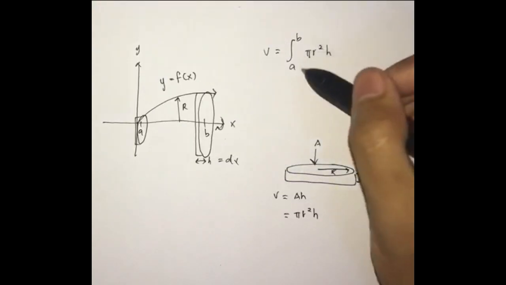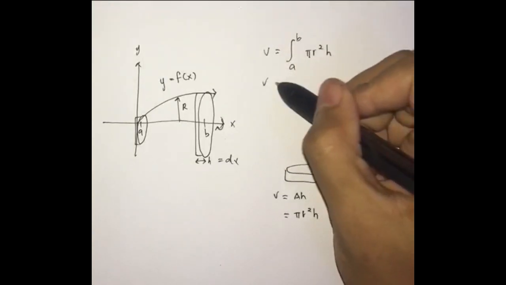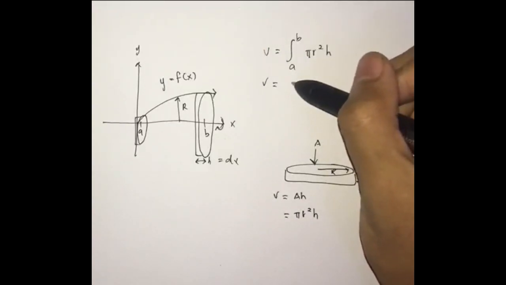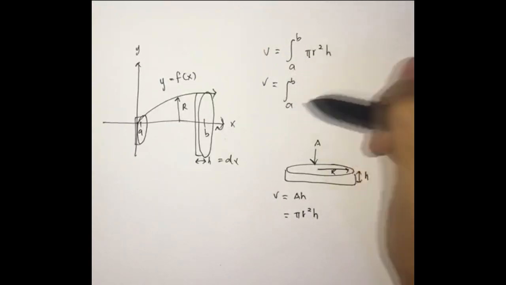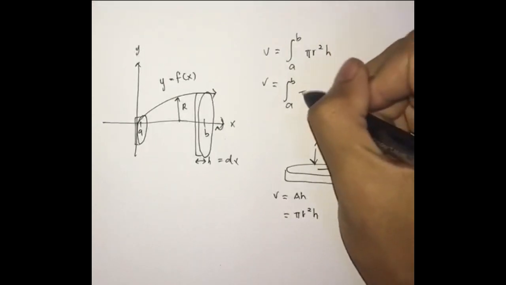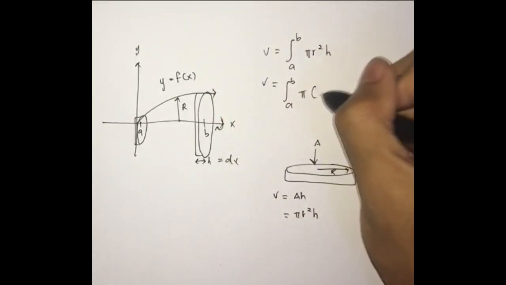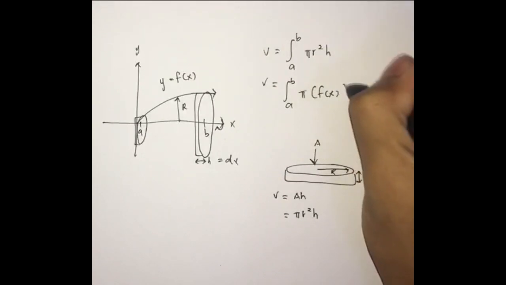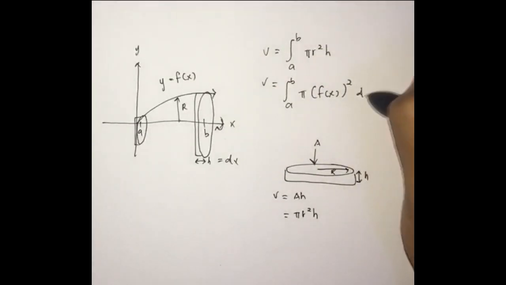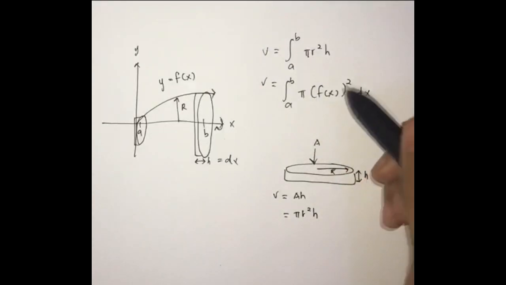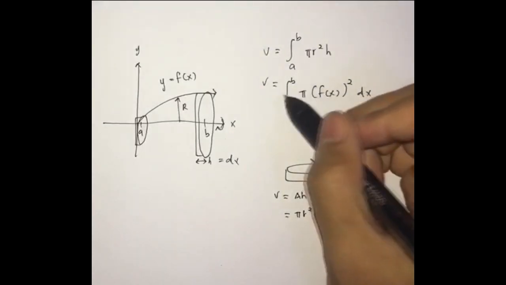So the formula is actually pi r squared, f(x) squared dx. Since pi is a coefficient, we can bring it out.